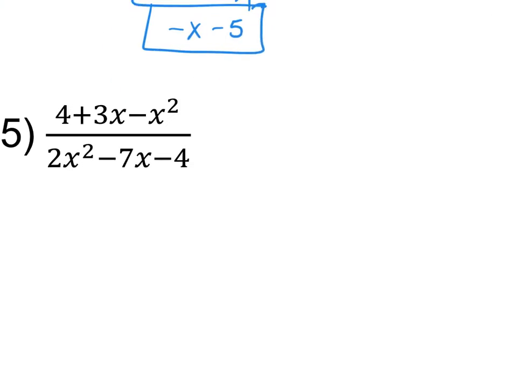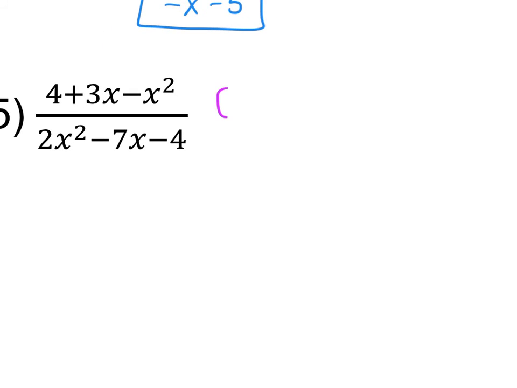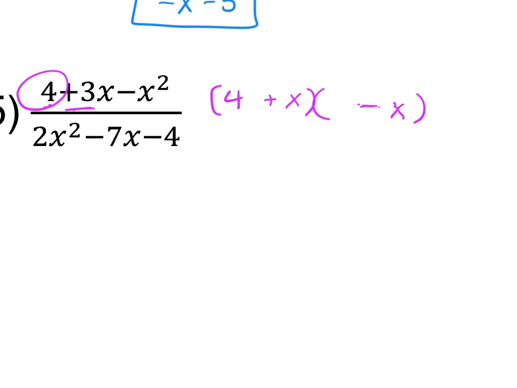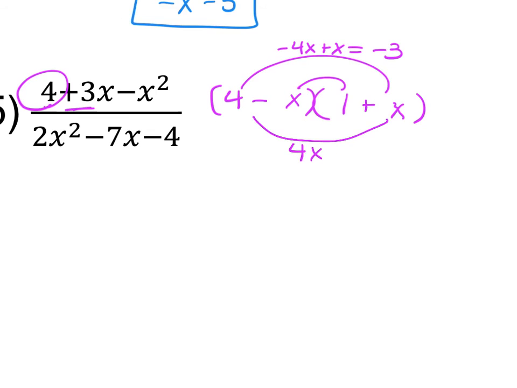Okay, number 15. So the numerator has the variable at the end, so let's do that first. This would be a positive x and a negative x. And then I need the factors of positive 4 that I end up getting a positive 3. So I can do 4 and 1. Outer and inner would be negative 4x and positive x. That gives me a negative 3. Right number, wrong sign. So switch my signs. Now I get positive 4x minus 1x, which is 3x. There's the one that works. So that's my numerator.